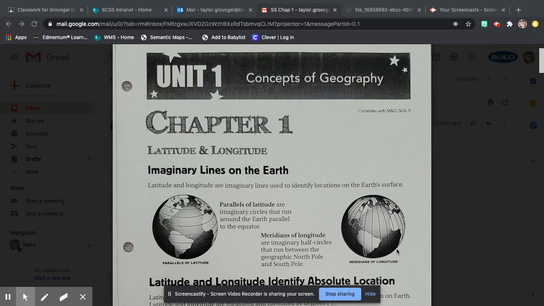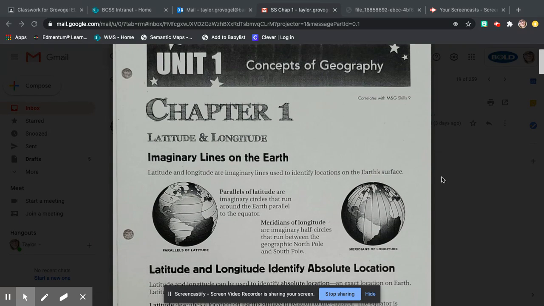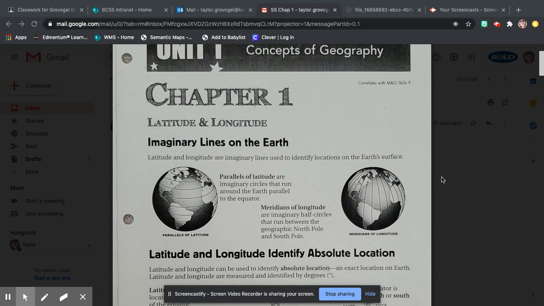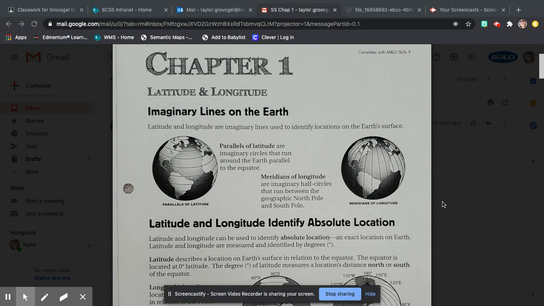So, what you guys need to have is this packet right here in front of you. It says Unit 1 Concepts of Geography. If you need to pause the video to go get this packet and get it in front of you, go ahead and pause. You'll also need a highlighter and something to write with. Like we said in the Google Meet before, at any time you can always pause the video to catch up, slow down, rewind, anything that you need to do. So, we're going to go ahead and get started.